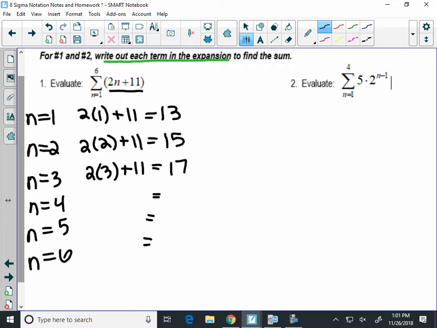What is the 4th term here? 19. What about the 5th term? 21. The 6th term? 23. All right. Well, those are the 6 numbers that we're adding up. That's what the sigma means.